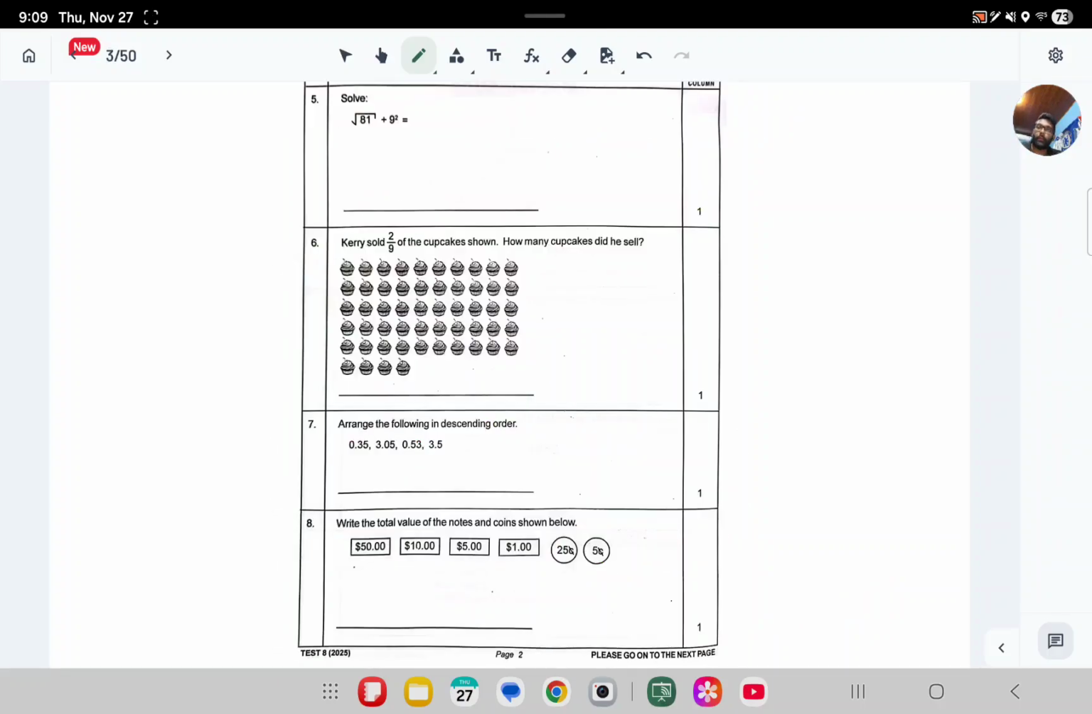Alright. Moving on now to number 5, we have solve the square root of 81, add 9 squared. So we know the square root of 81 is 9, and 9 squared is 9 by 9, which is equal to 81. So this will be 81. So this becomes 9 plus 81, or 81 plus 9, which is equal to 90.